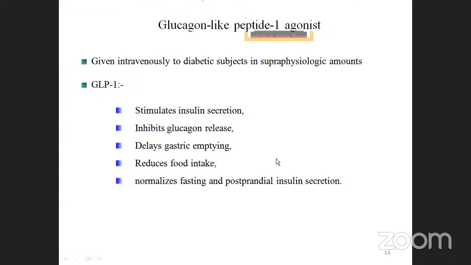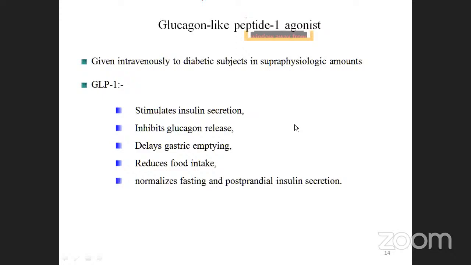GLP-1 agonist, basically it works in this way. It stimulates insulin secretion, inhibits glucagon release, delays gastric emptying, so there will be no hunger. I mean, in a day you feel like eating 10 times, but since there is food in the stomach, you will feel less hungry, you will not feel much hunger. Okay, and it reduces food intake definitely, normalizes fasting and postprandial insulin secretion. So that is the principle.